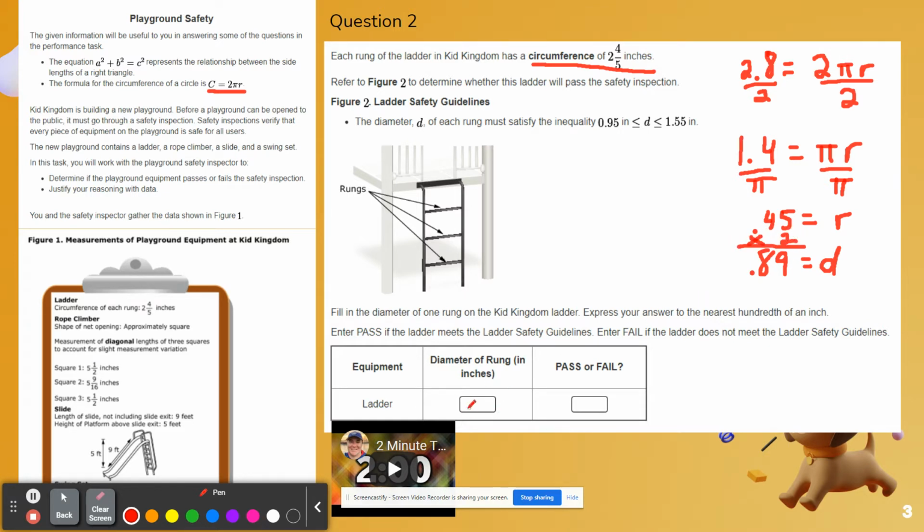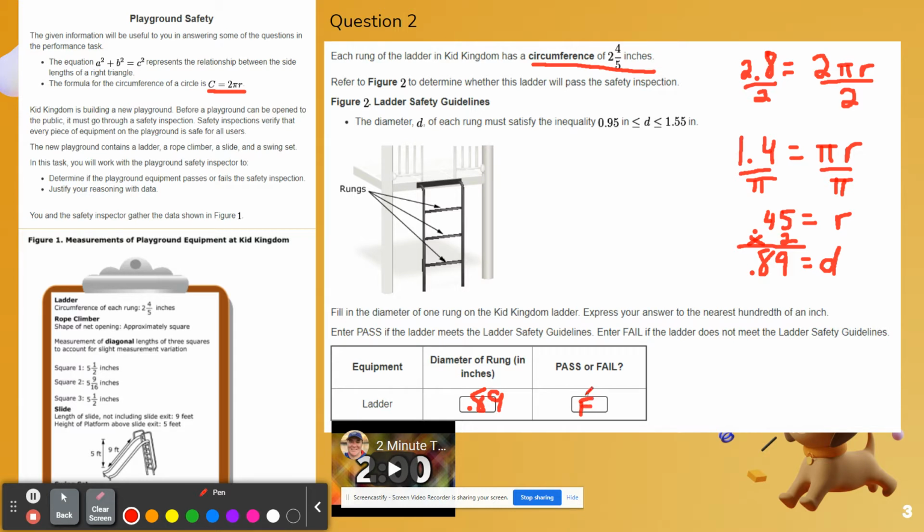Now, 0.89. It says the diameter has to be greater than 0.95 or less than 0.155. Is it greater than 0.95? No, so it fails.